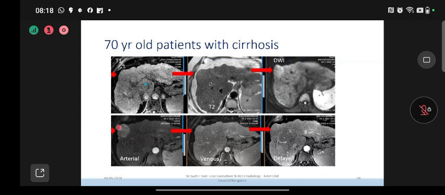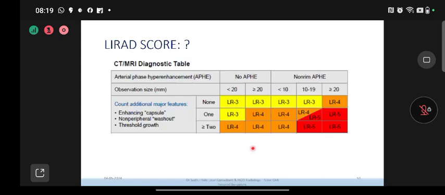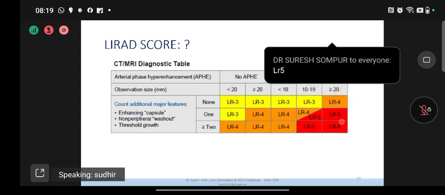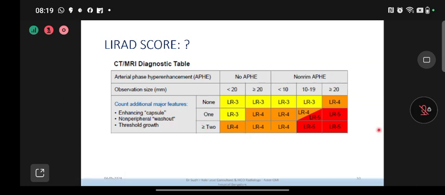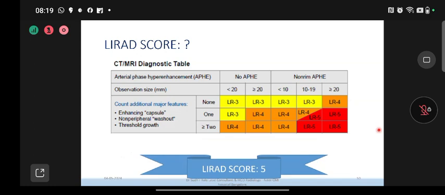Then you can see there is arterial phase hyperenhancement, there is washout in the venous phase, and then there is a capsule here, right? I've already started getting the answers, but please keep your hand up and everyone show what you are really looking for. So this comes under arterial phase hyperenhancement. You can see that it is more than 20 millimeters with both of these features, so this is LR5.